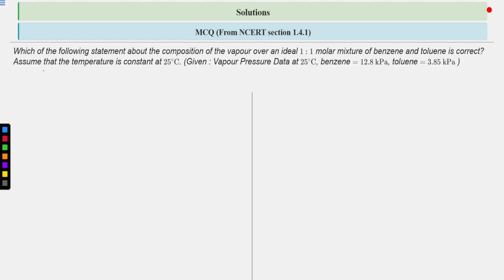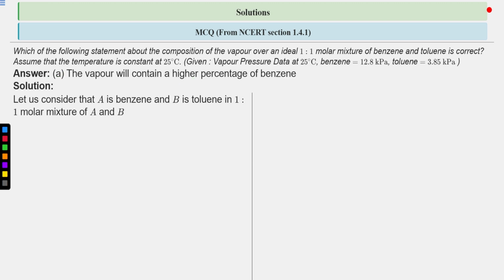So for this given question, the correct answer is option A, the vapor will contain a higher percentage of benzene. So how are we saying that? Let's first of all solve this question. Let us consider that A is benzene and B is toluene. It will be easier for writing the solution, right? So in the 1:1 molar mixture of A and B, A is benzene and B is toluene.